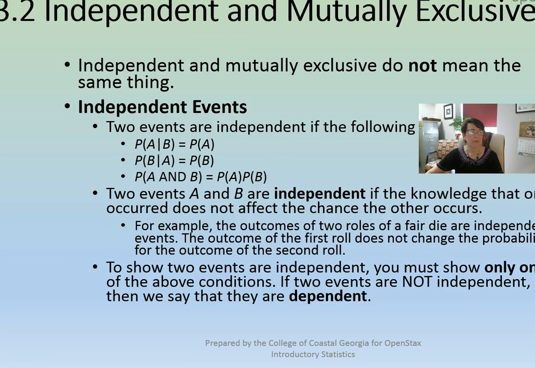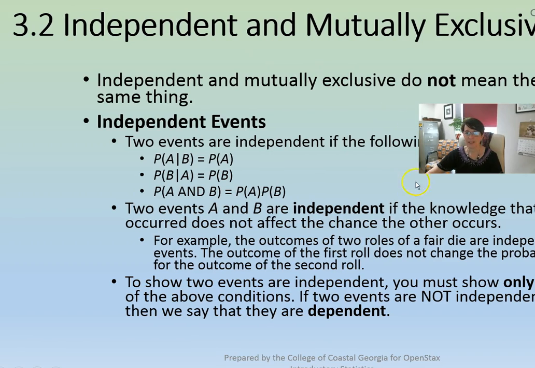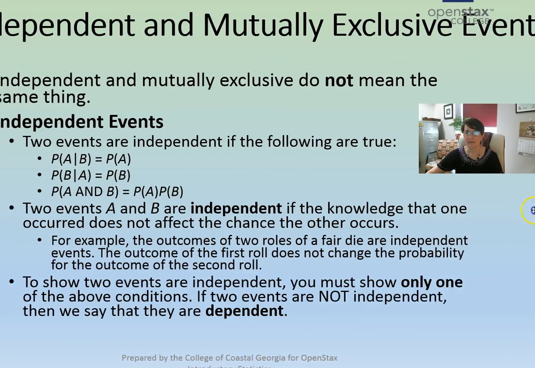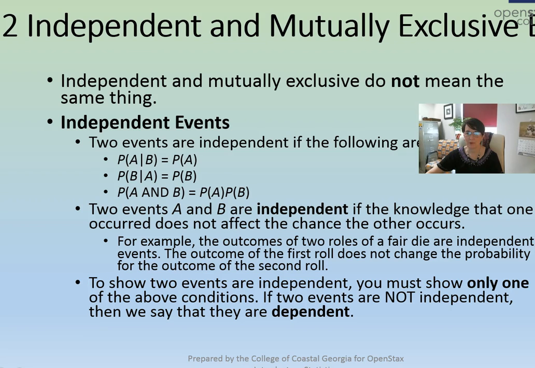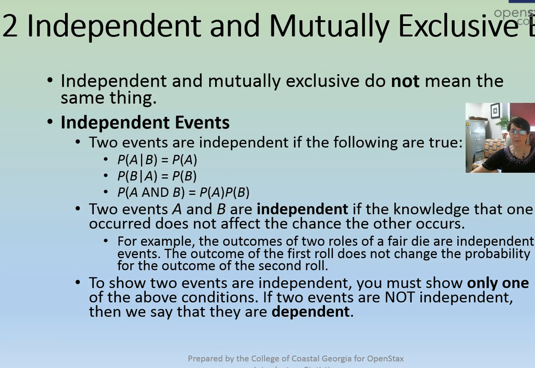Mutually exclusive and independent. Let me see if I can raise my things just a little bit. I can slide it over and see that part, so I'm going to leave it right in the middle. This is 3.2, independent and mutually exclusive events. These are not the same thing. Many people use the terms interchangeably. They are not. Mutually exclusive means that if I am in one group, I cannot be in another group. If I am right-handed, I cannot also be left-handed. So those are mutually exclusive events as we're looking at samples.